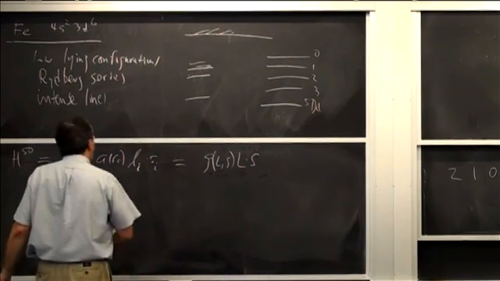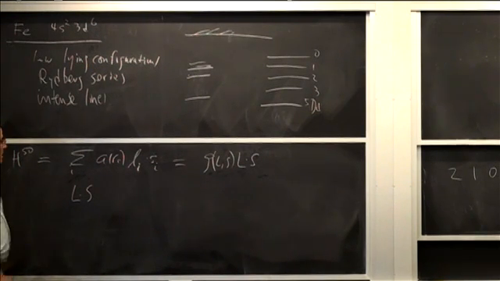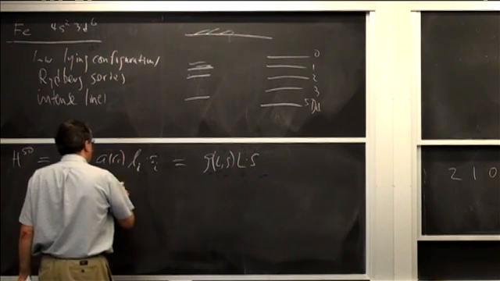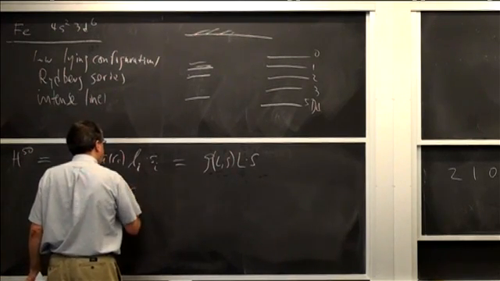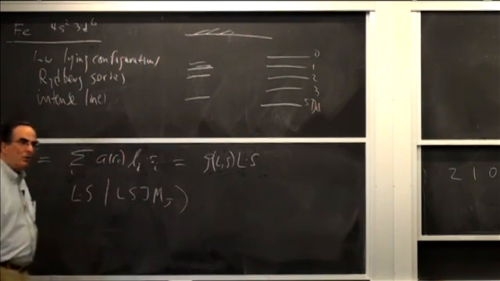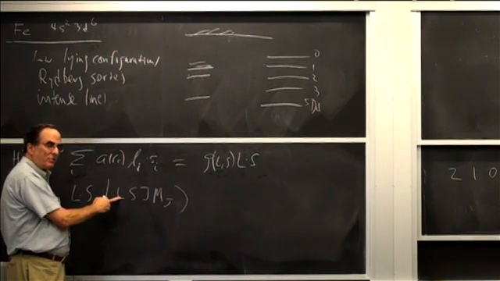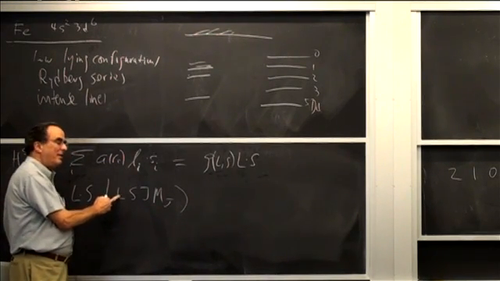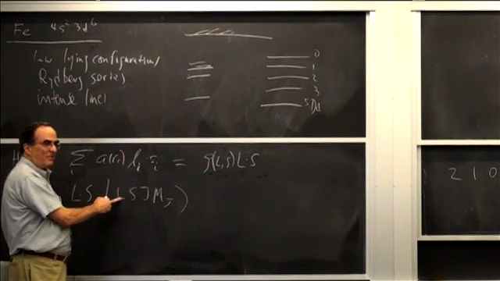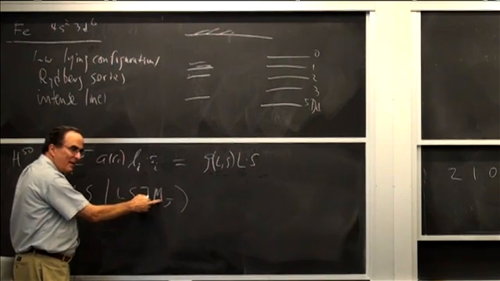Okay, so we'd like to know how to evaluate matrix elements of L dot S in the basis set L, S, J, MJ. So these are the quantum numbers that tell you the eigenvalues of L squared, S squared, J squared, and JZ.